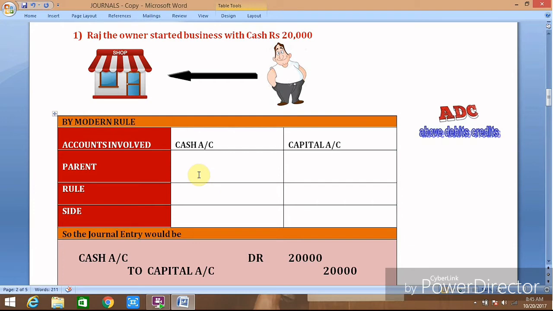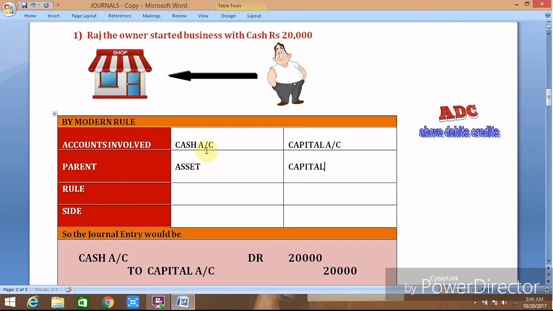Under the modern rule, they classify accounts into 8 categories. Assets, losses, expenses and drawings are written on the debit side, and capital, liability, incomes and gains are written on the credit side. So the parent account of cash account would be an asset. Okay, and the modern rule classification for capital account is itself capital account, so this would be a capital.